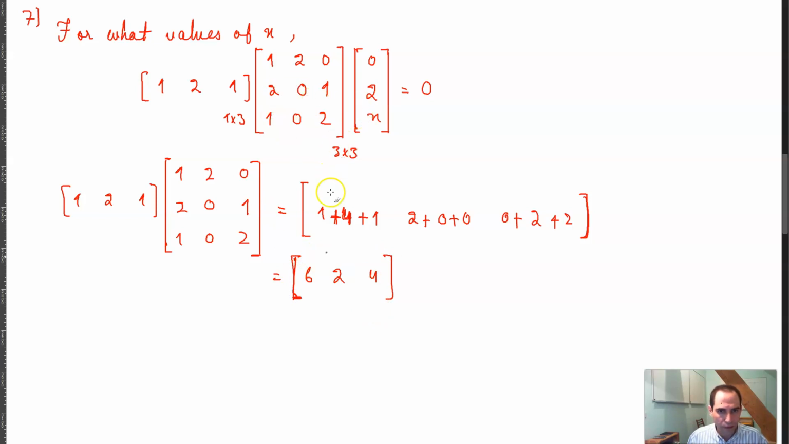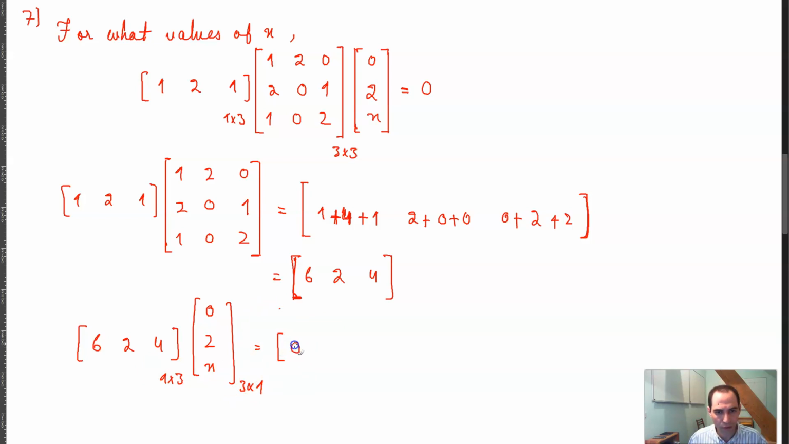Now I can write, instead of these two matrices, this matrix, and therefore I have 6 2 4 multiplied by 0, 2, and x is equal to O, which is a suitable 0 matrix. So this is a 1 by 3 matrix, this is a 3 by 1 matrix, and therefore you will get a 1 by 1 matrix.